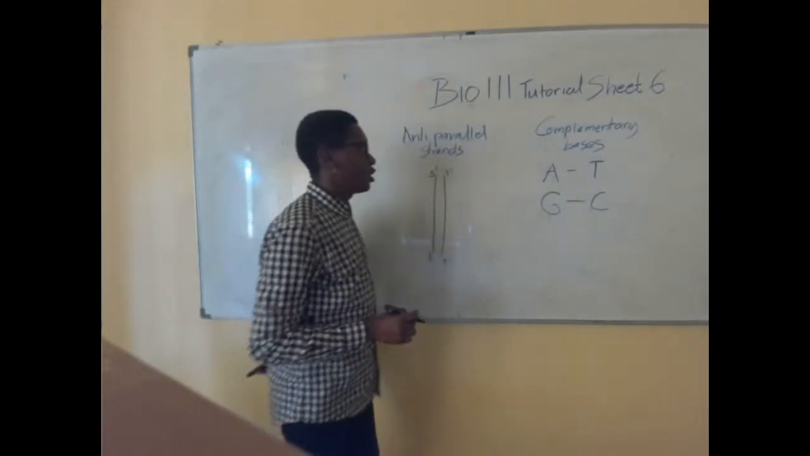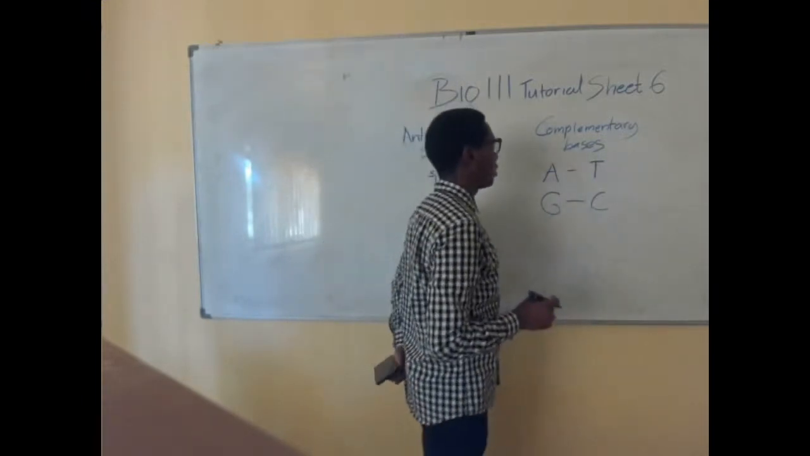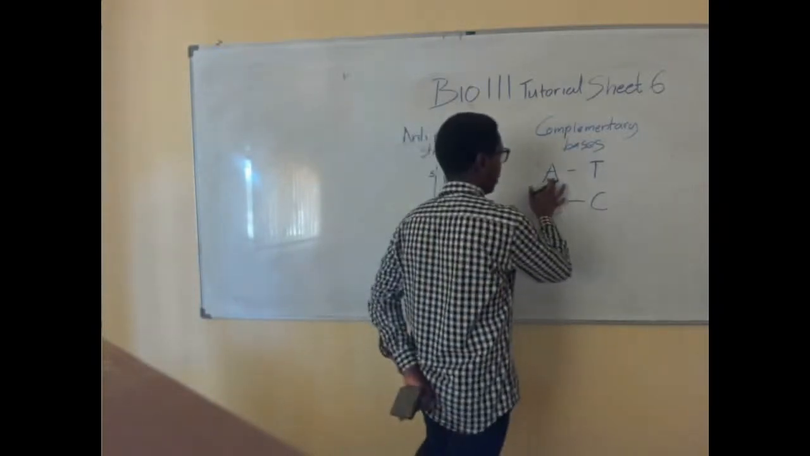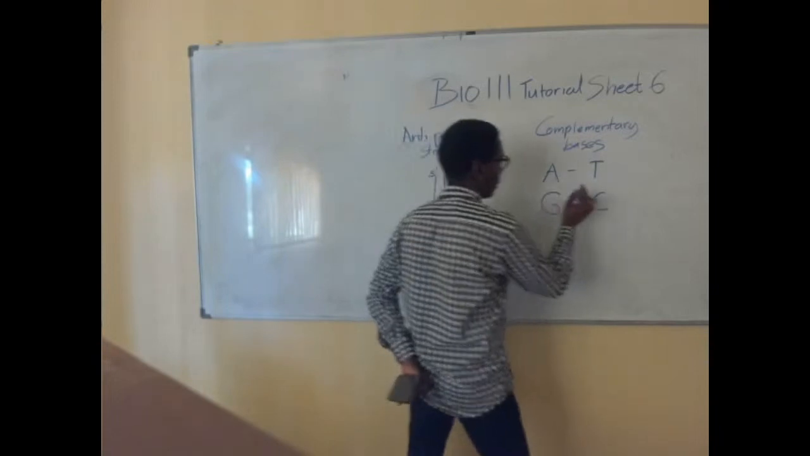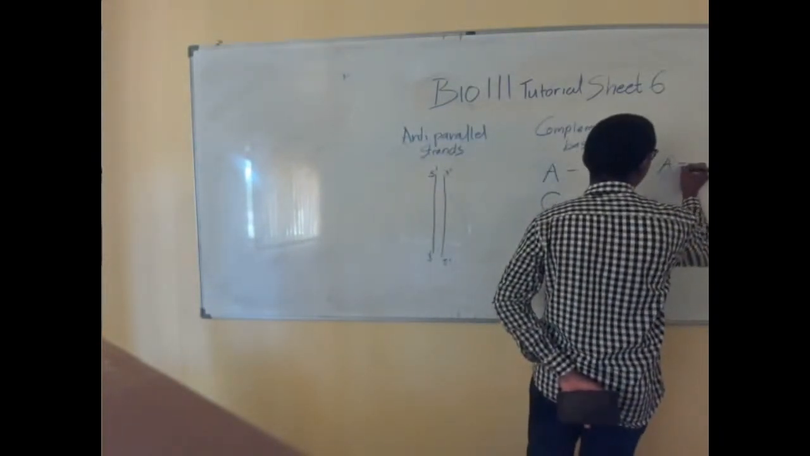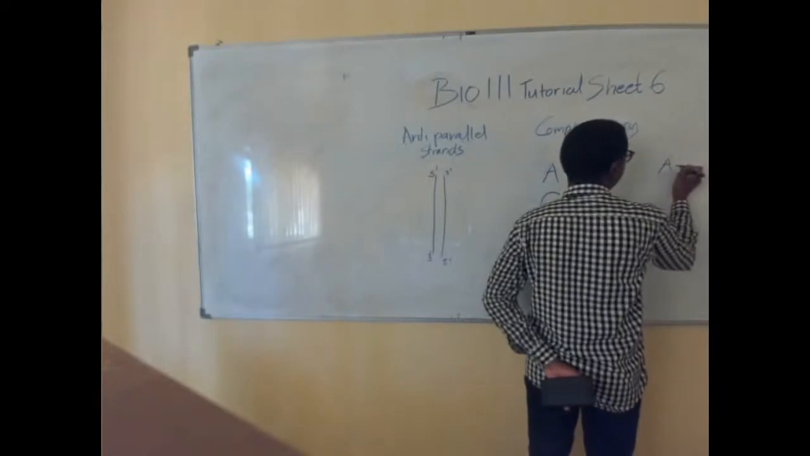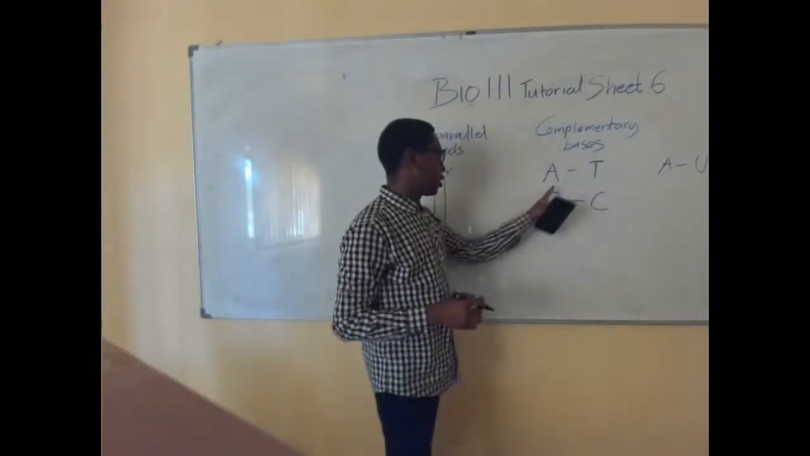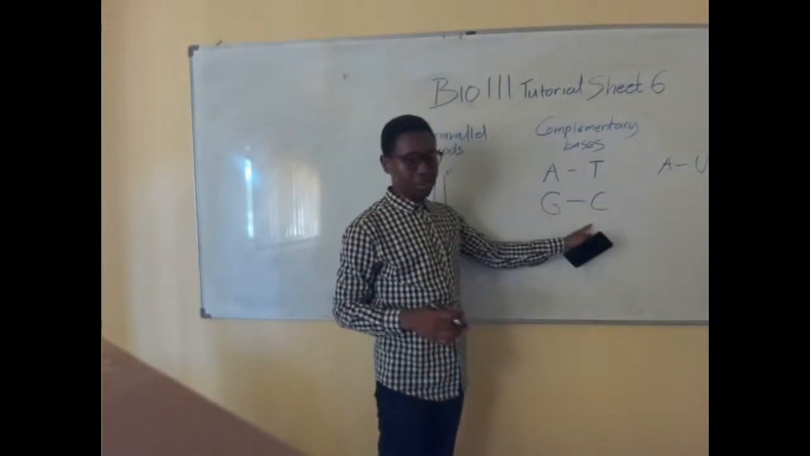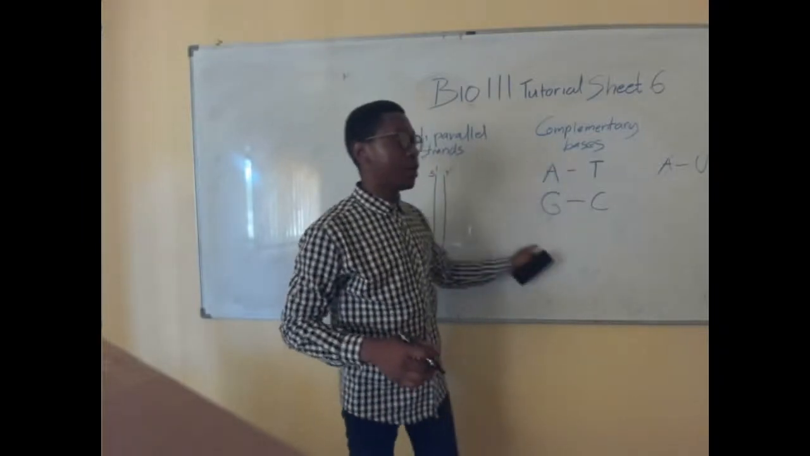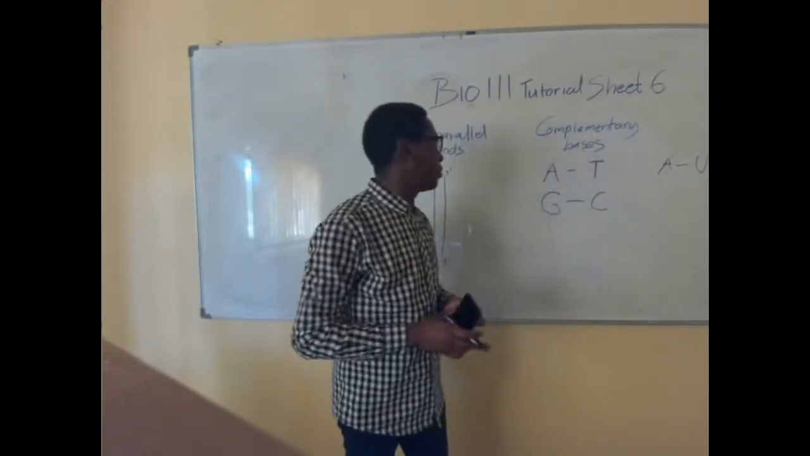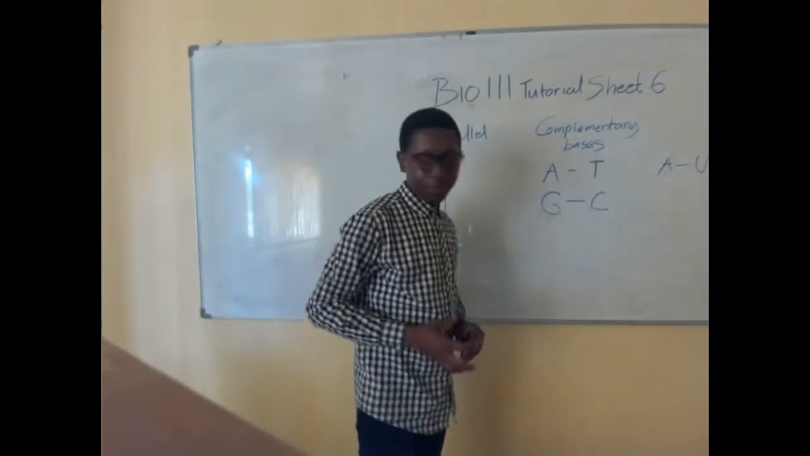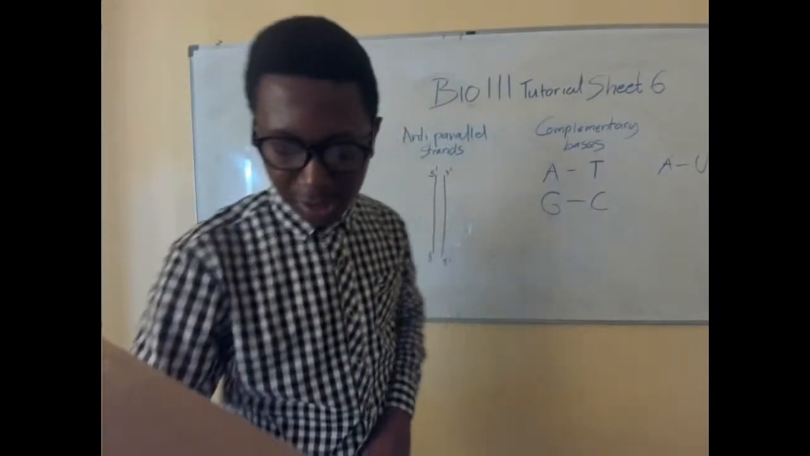During transcription, adenine can also be paired with uracil for RNA, but for DNA, it is adenine with thymine and guanine with cytosine. So this is our base pairing, our complementary base pairs. Okay, so that answers question 10.